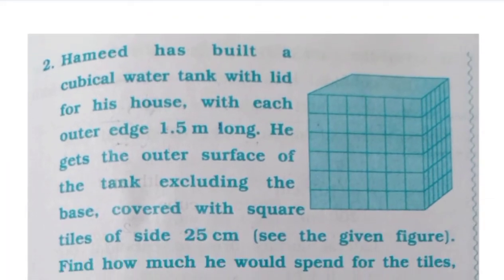Hamid has built a cubical water tank with a lid for his house. Hamid has built a water tank of cubical shape, with a lid on top, for his house, each outer edge of which is 1.5 meter long. He gets the outer surface of the tank excluding the base covered with square tiles of the size 20 centimeter.